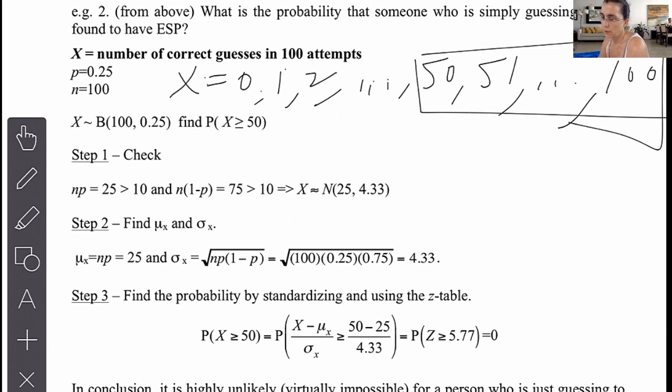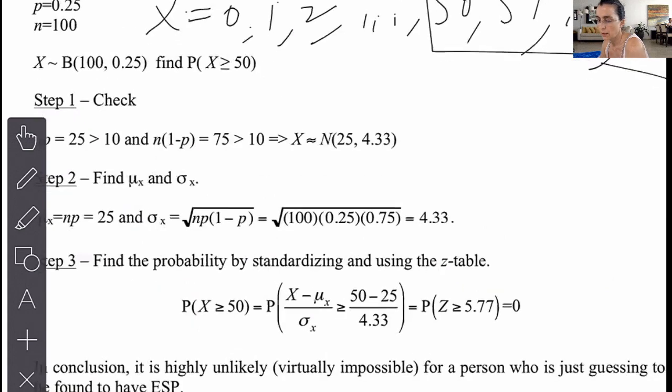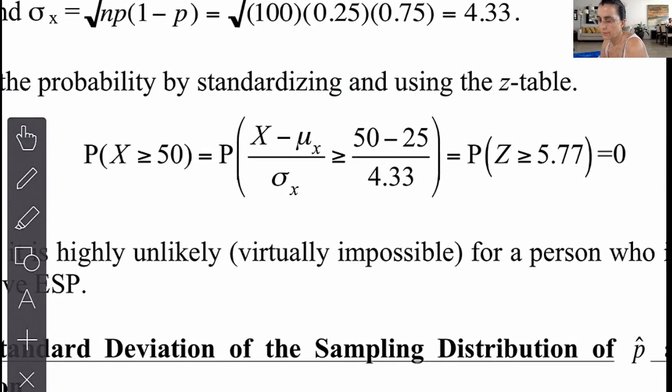So I substitute in the mean and the standard deviation, which I actually derive in the second part. So n times p is 25, and the square root of n times p times 1 minus p is 4.33. Using that mean and standard deviation, I can go back to the original question and standardize to solve. What do I get? What is the probability that the standard normal is greater than or equal to 5.77?